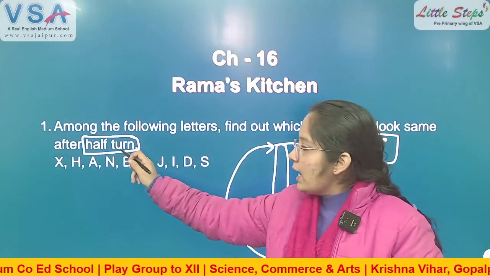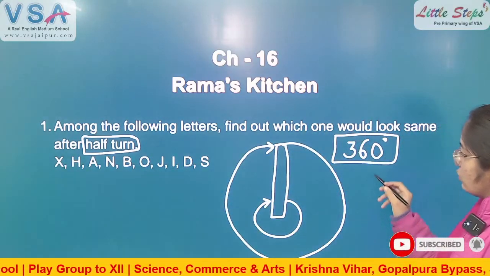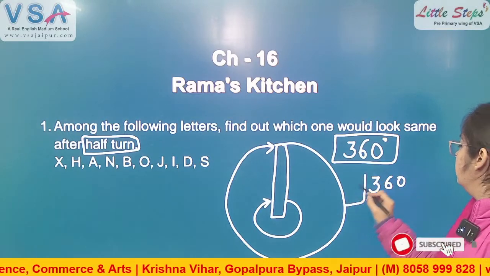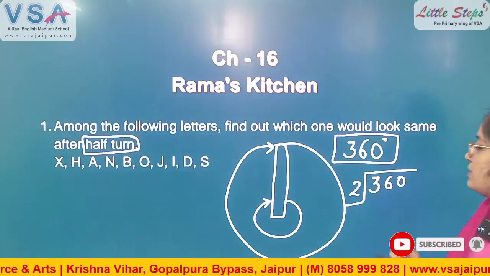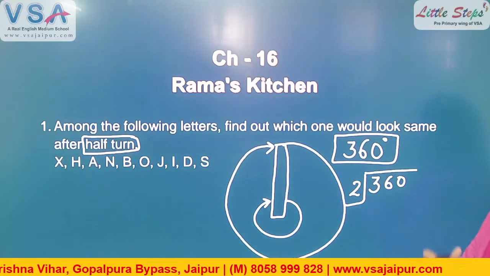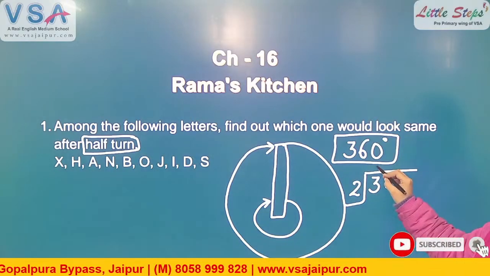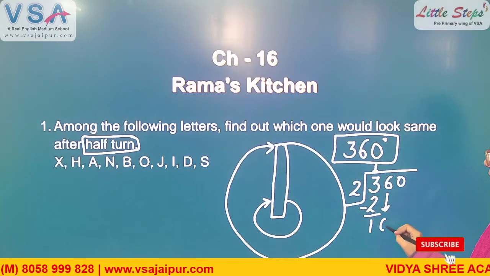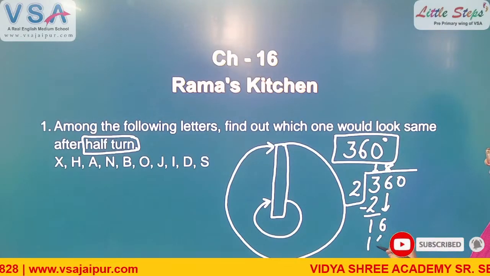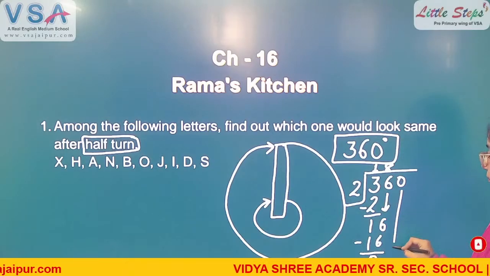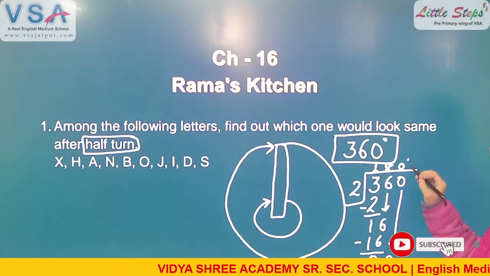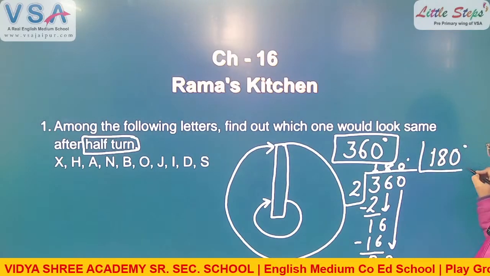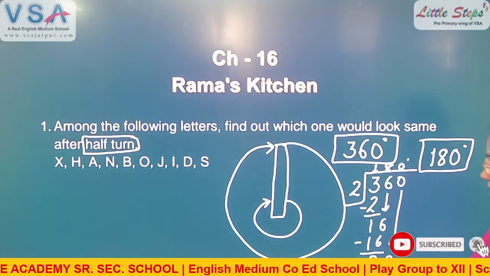We are talking about half turn. Half turn means we have to divide 360 by 2, which means we have to take half of 360 degrees. So when we perform this operation, what will be our answer? As you can see, it will be 180 degrees. Half of 360 is 180 degrees.